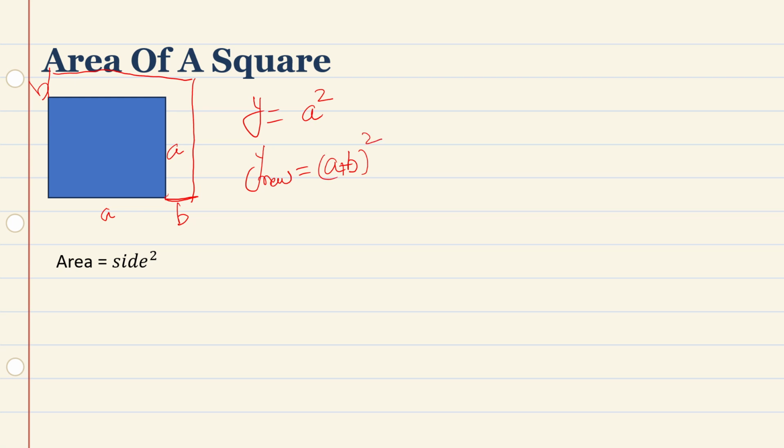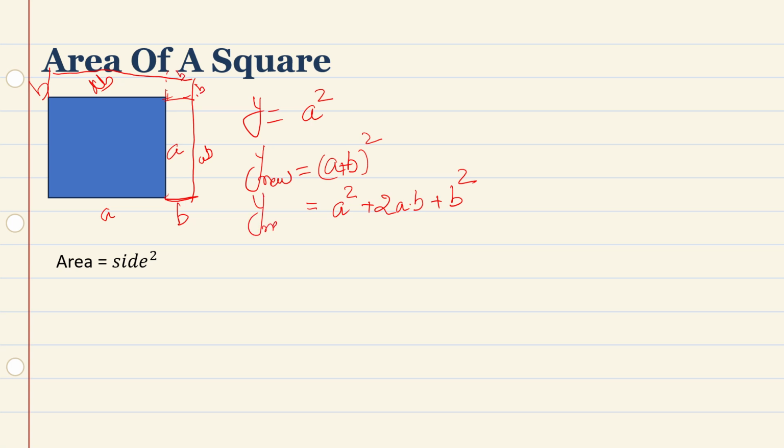If you look, this looks like an algebra equation that you have studied in high school. You can expand it, so this new area becomes a squared plus 2ab plus b squared. So visually, this is how it is represented. This part is your ab, so two of them: 2ab plus b squared.